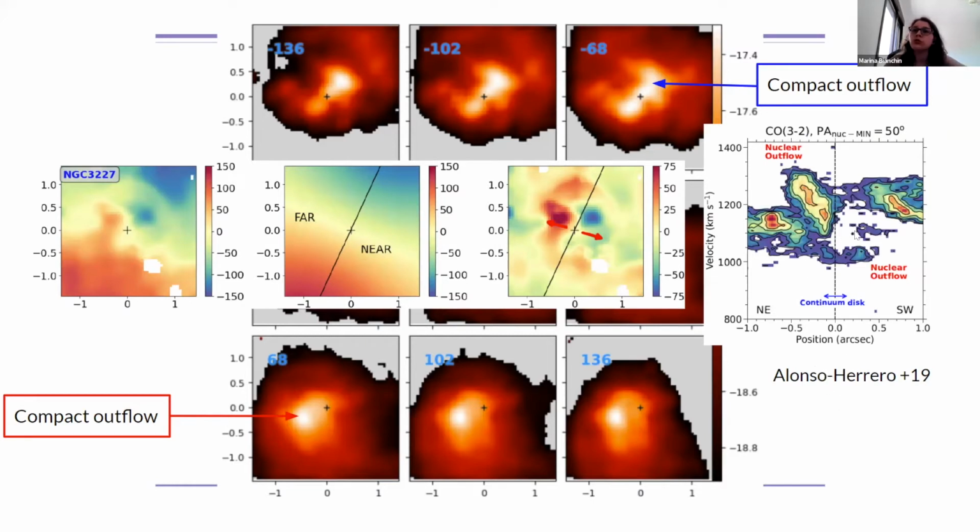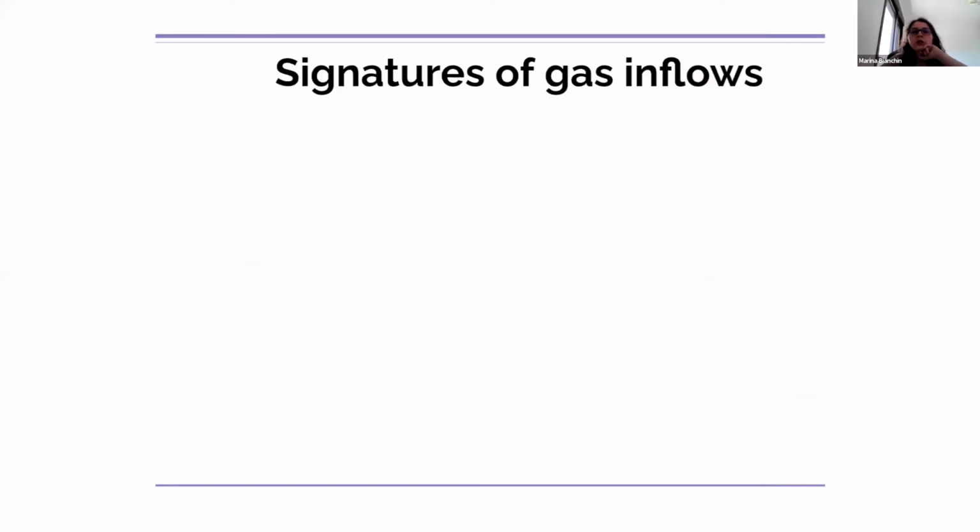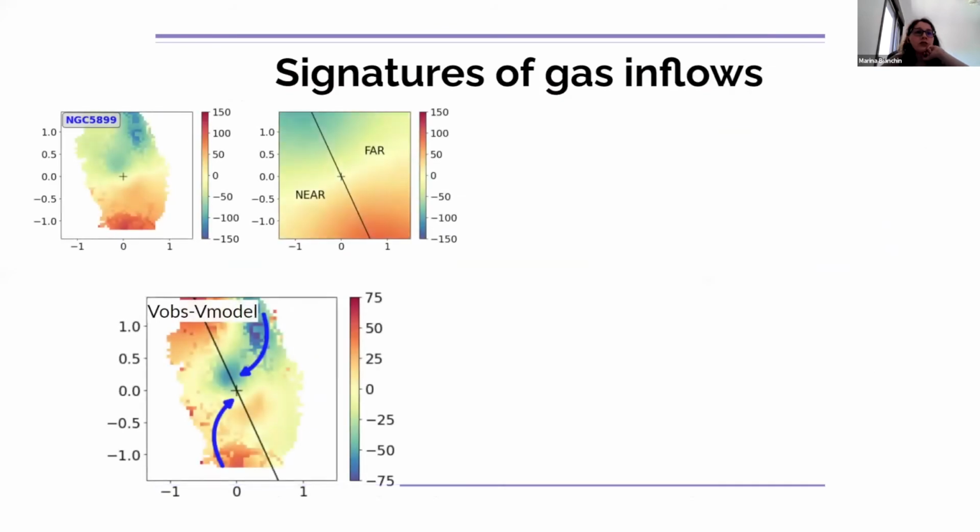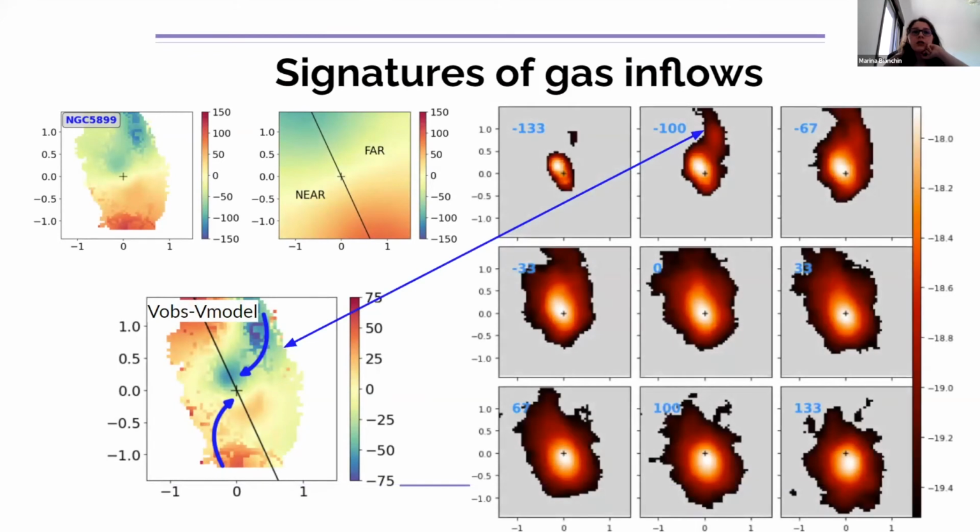the CO32 emission that found the same nuclear compact outflow in this galaxy. So we are tracing the hotter phase of that cold gas outflow. We also find signatures of gas inflows in this galaxy here. As the same technique with the models, we see this streamline going towards the center, and also on the channel maps, we see our more compact emission and this streaming motion that is going towards the center of the galaxy, especially this extended part here.